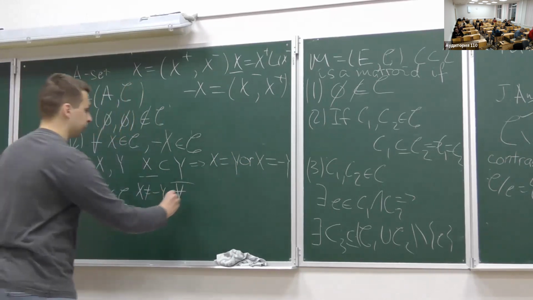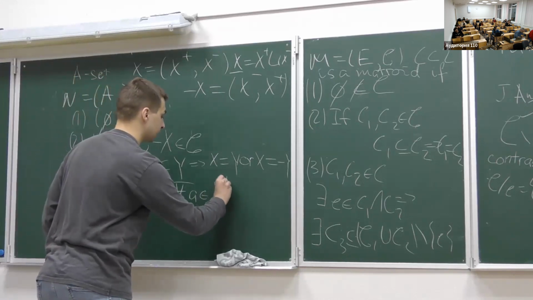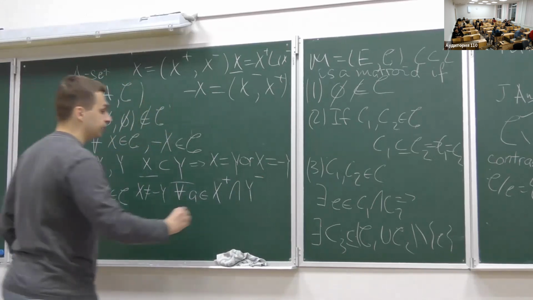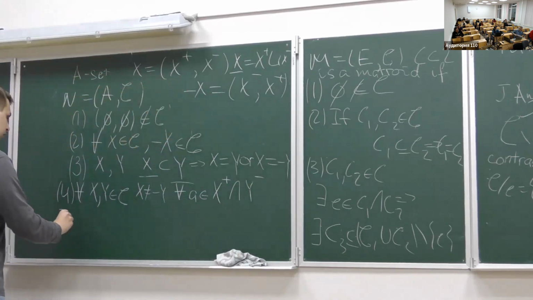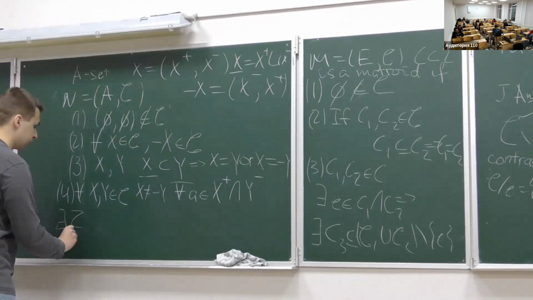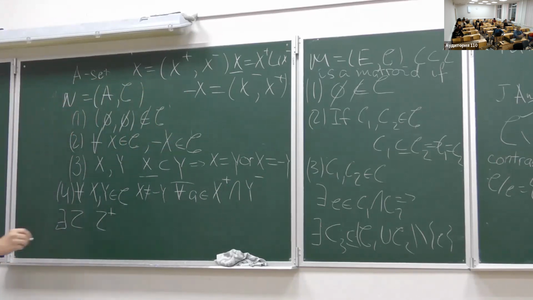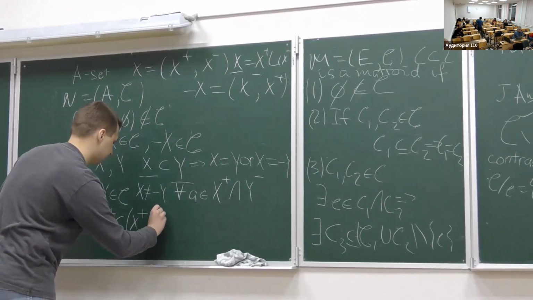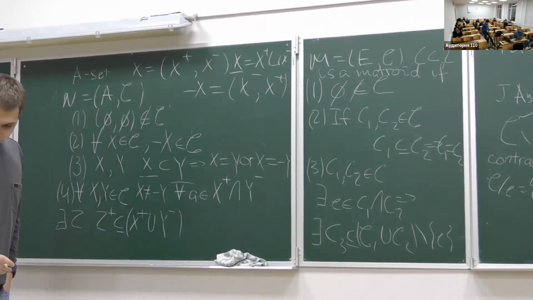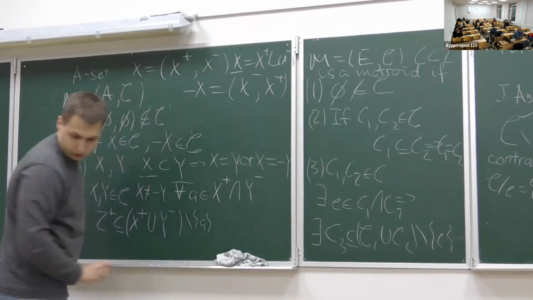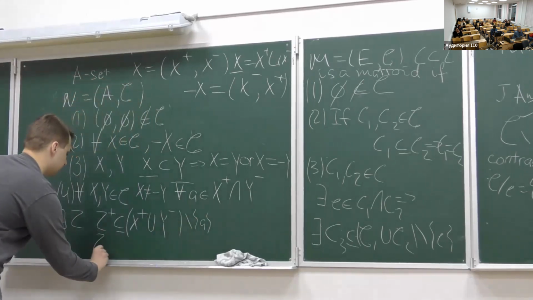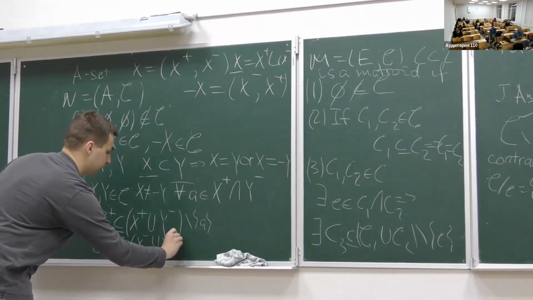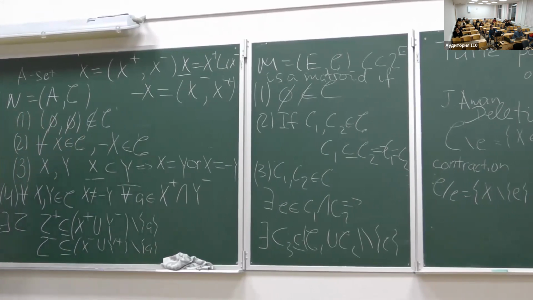For any element in the intersection of X plus and Y minus, there exists a circuit Z such that Z plus lies in X plus union Y plus without the element, and Z minus is in X minus union Y minus without the element.